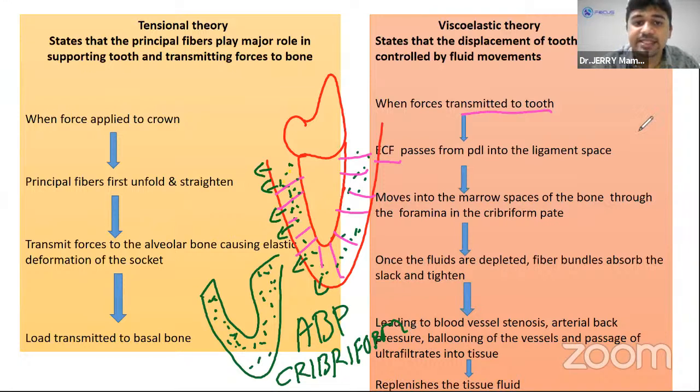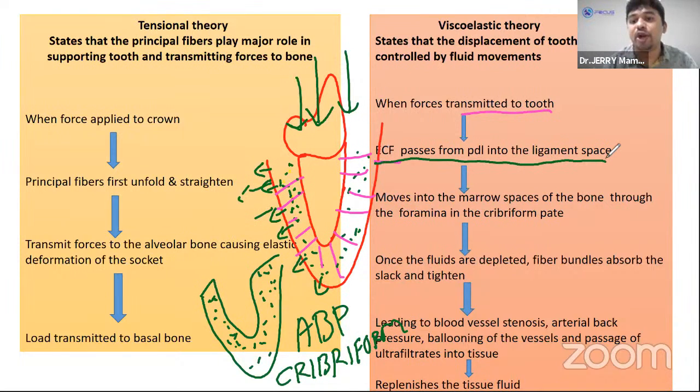So what I was telling is that when the forces are acted upon the tooth, instead of the principal fibers taking up the load, the fluid here acts as a cushion. The fluid takes up all the force and the fluid flows out through the cribriform plate into the marrow spaces. So extracellular fluid passes from the periodontal ligament space into the marrow space of the bone through the foramina of the cribriform plate. So the initial load is dissipated by the fluid moving away from the periodontal ligament space. Now what happens? There is no fluid present here.